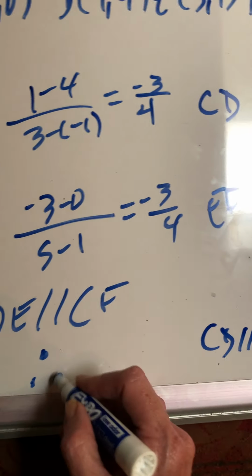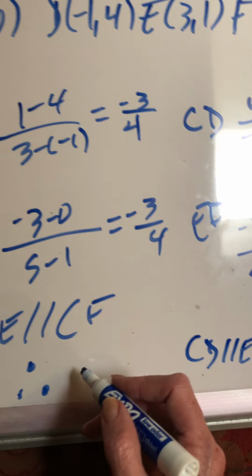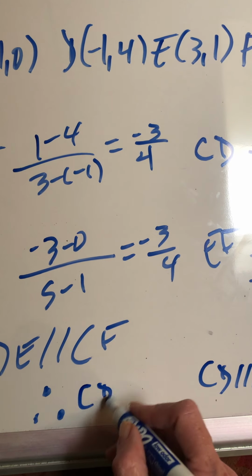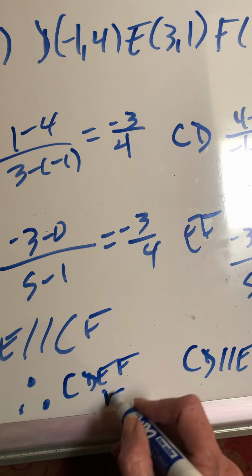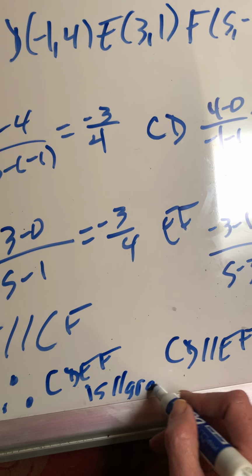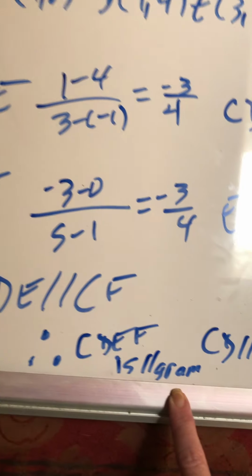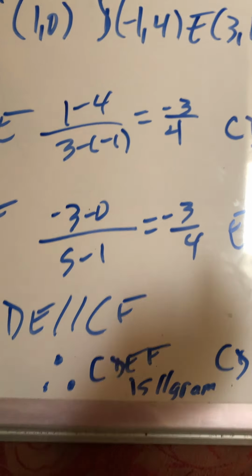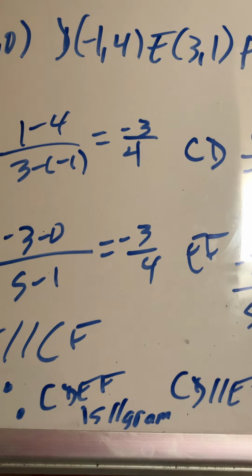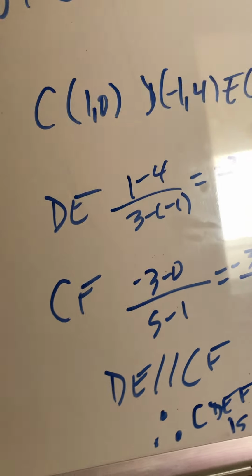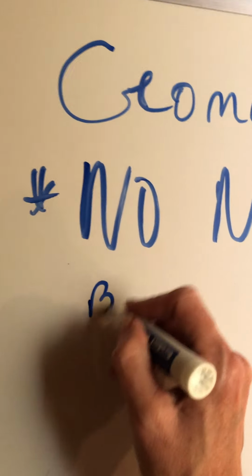Therefore, remember that little three-dot symbol I showed a long time ago? CDEF is a parallelogram. And remember, I let you use the parallel sign with the gram after it to show parallelogram. So that's the way you do it using slopes. Again, nothing new because you should know how to find the slopes. Okay, so that's A. Now let's look at B.